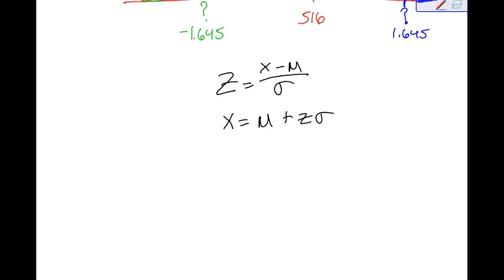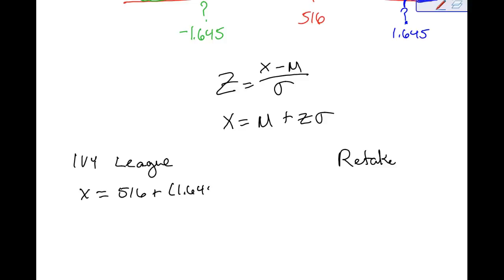And so I'm going to do this twice because I want to look at the Ivy League and I want to look at retaking the test. So for the Ivy League, I have the 516, which is our mean, plus a positive 1.645, because remember that's on the top, times the standard deviation, which is 116. To avoid retaking, I have 516, plus, instead of a positive, a negative 1.645, times 116.